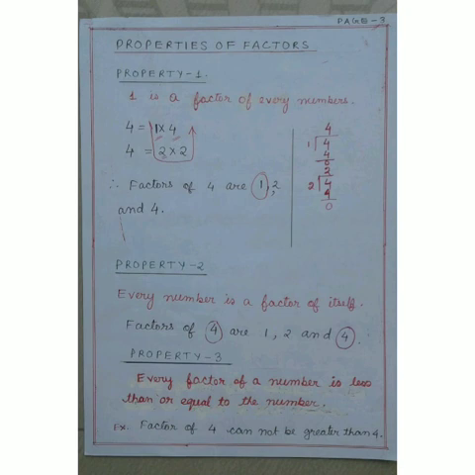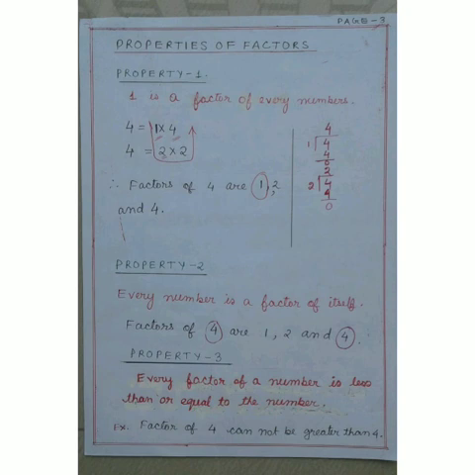Property number 2, every number is a factor of itself. So, here in the example I have written above, I can see that a factor of 4 is 4. So, a factor of 100 is also 100. So, each number is a factor of itself.